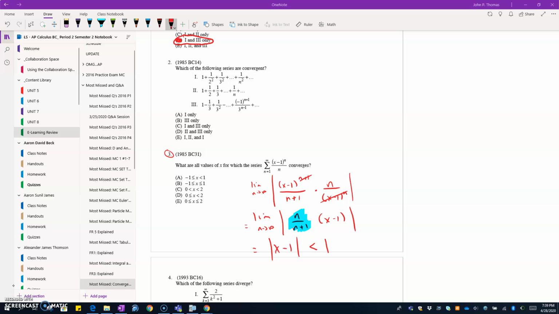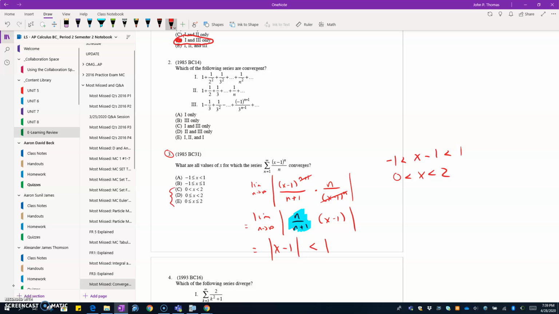So we're going to come over to the side. That's negative 1 is less than x minus 1. And we can lose the absolute value at this point because we're switching it to that compound inequality. And that's less than 1. So we add 1 to both sides. 0 is less than x is less than 2.